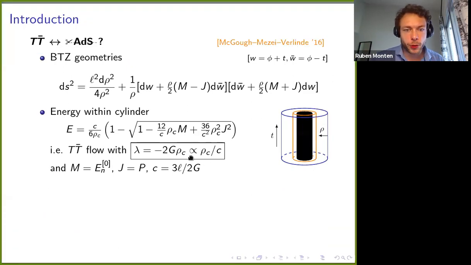And you can see, for example, if we take the radius of this cylinder here to infinity, rho c will go to zero, and indeed we find the undeformed theory again. Something that will be relevant later here is that if we take the large central charge limit and we keep rho c fixed, that means that essentially lambda will go to zero. So there will be some non-trivial limits that we can take.